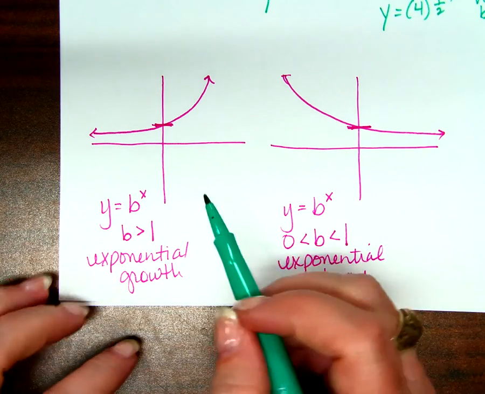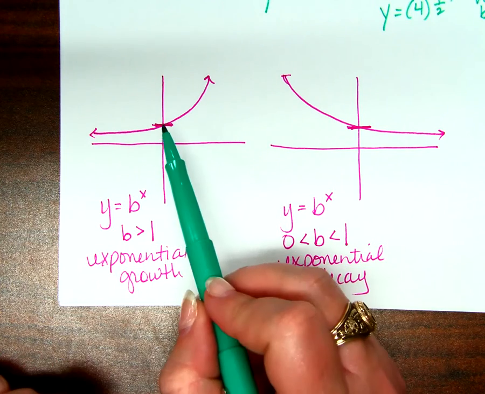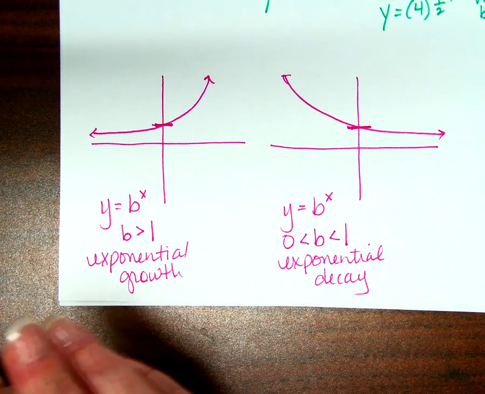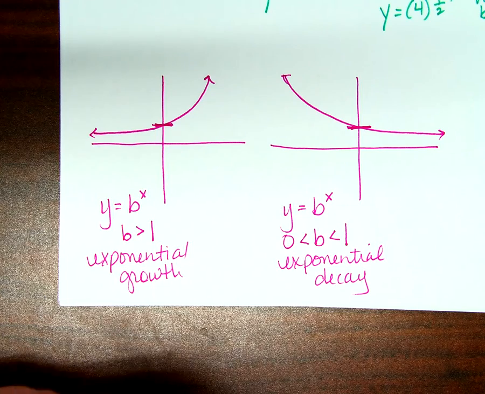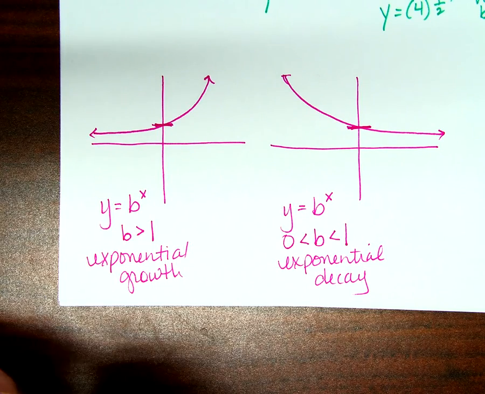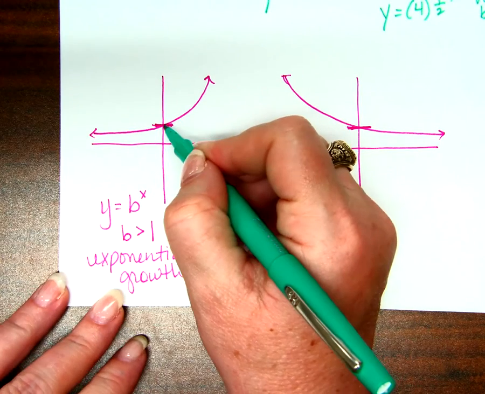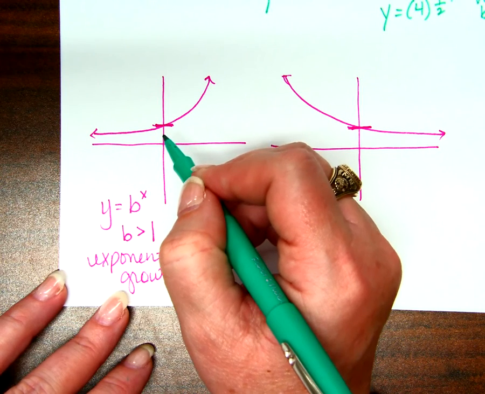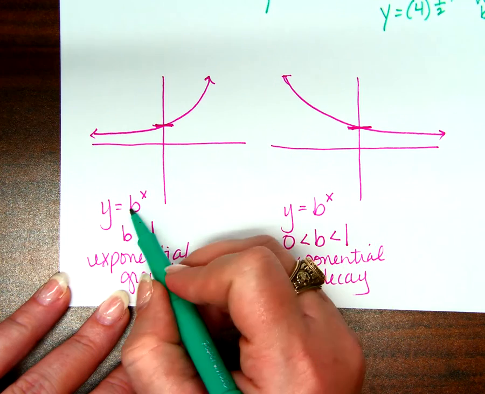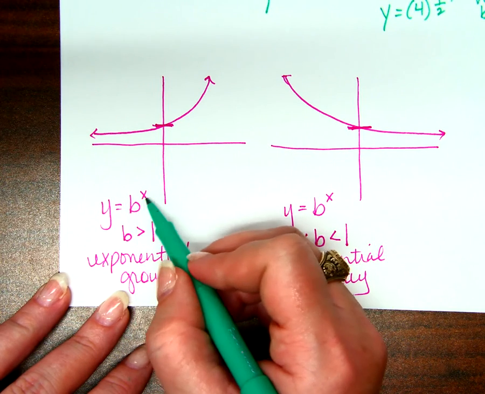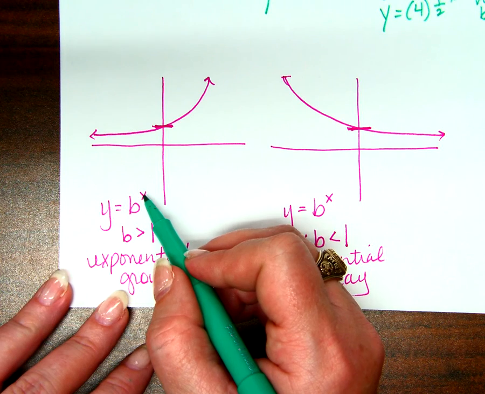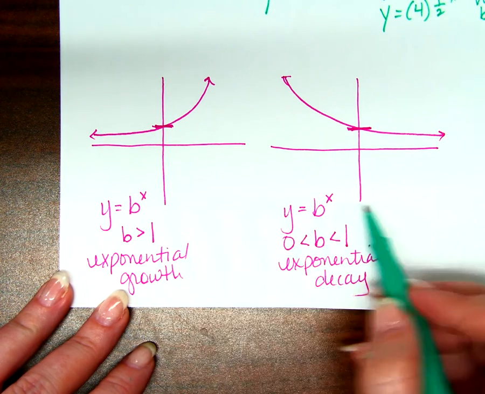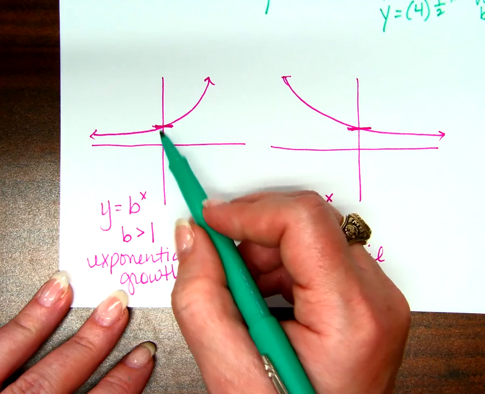Okay? Do you notice that on my graphs I was very specific about this point right here? Any ideas why I was specific about that point? It does cross the y. Does it cross the y at 1 every single time? Every parent function? Every parent function. Because no matter what this base is, if I raise it to the 0 power, what do I get as an answer? Anything to the 0 power is 1. So every parent function will always pass through the point 0, 1.